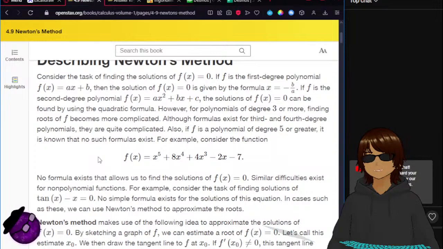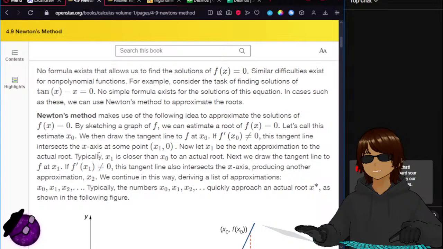For example, consider the function. No formula exists that allows us to find the solutions of f(x) = 0. Similar difficulties exist for non-polynomial functions. For example, consider the task of finding solutions of tan x - x = 0. No simple formula exists. In such cases as these, we can use Newton's method to approximate the roots.